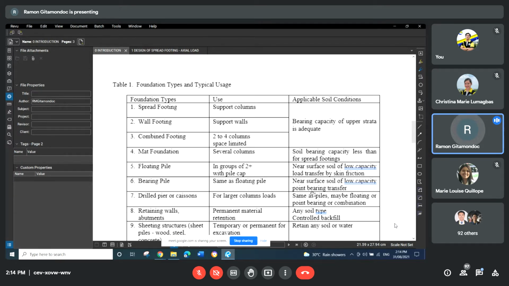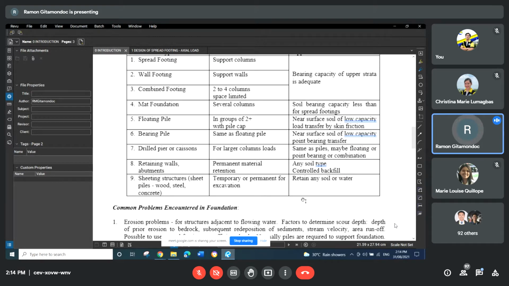And for larger column loads, we have the drilled pier or caissons. So same as piles, maybe floating or point bearing, or a combination of skin friction and point bearing reaction. Then we have the retaining wall or abutments. So this is used to retain permanent material. It can be soil, no, or other granular material.